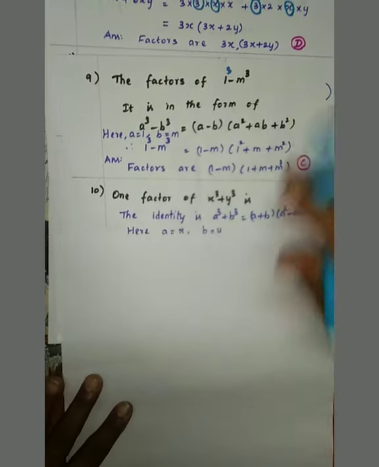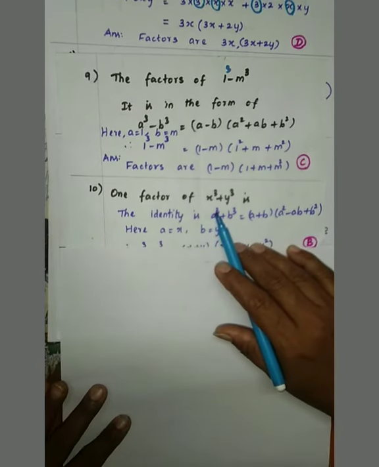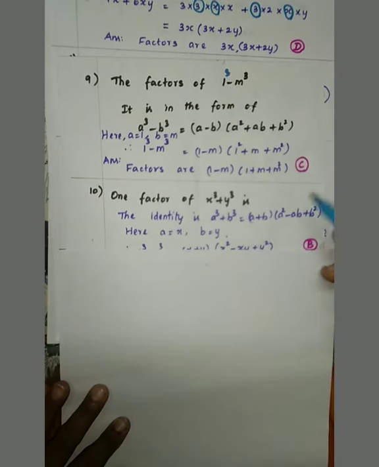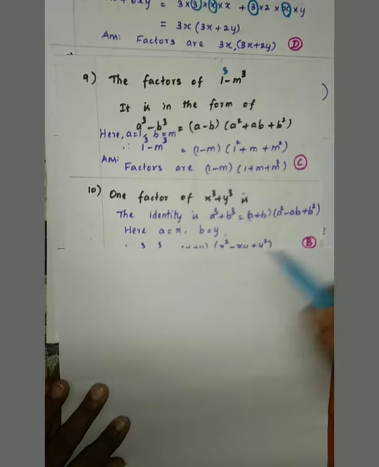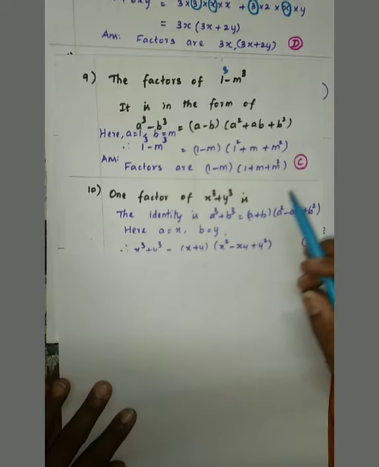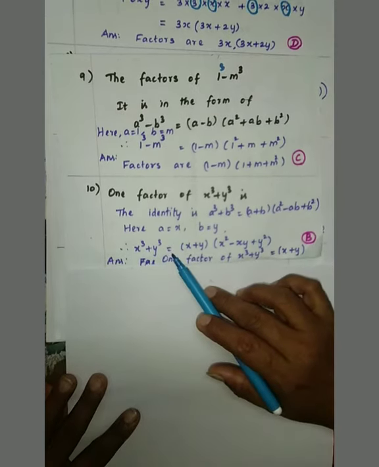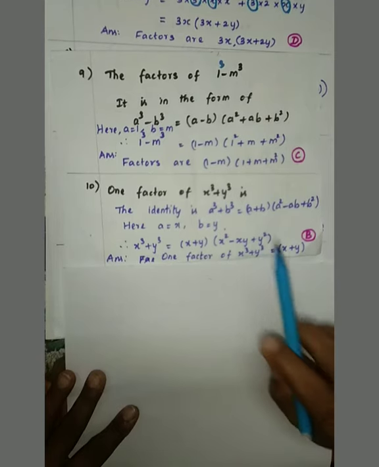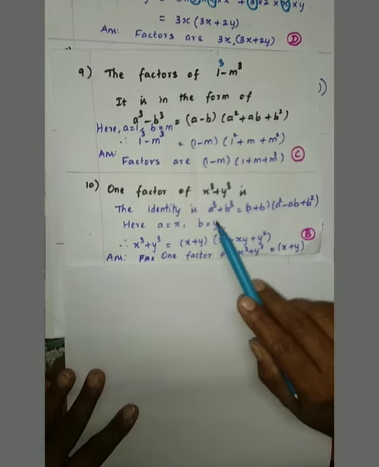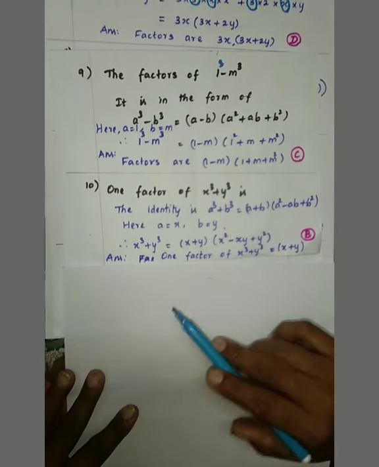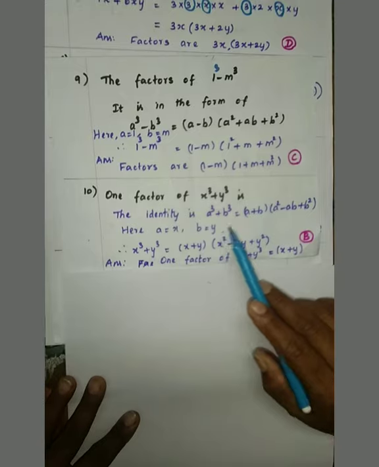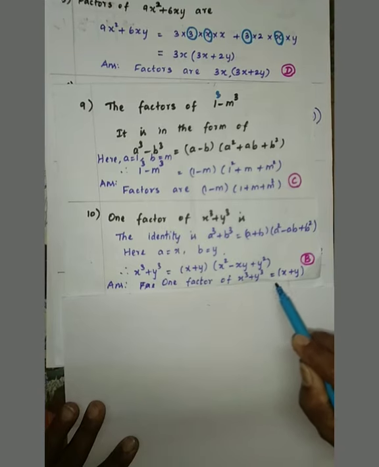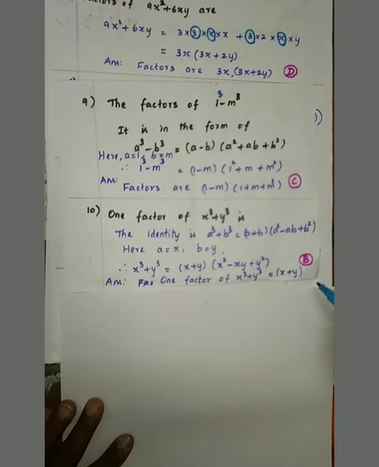Then 10th problem, one factor of x cube plus y cube is dash. Here it is in the form of a cube plus b cube, so a plus b into a square minus ab plus b square. Here a is x and b is y. So x cube plus y cube equals x plus y into x square minus xy plus y square. Instead of a and b, you can replace x and y. So one factor of x cube plus y cube is x plus y. So the correct option is B.